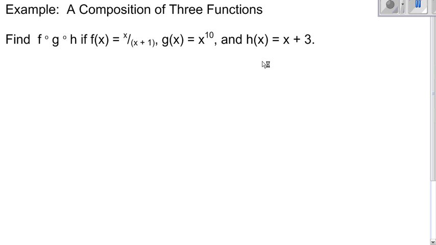So when you're composing three functions together, you read right to left. We're going to plug h into g, and then plug that answer into f. So plug h, x plus 3, into g. So we would first get x plus 3 to the 10th power. And then we need to plug that into f. So it becomes x plus 3 to the 10th in place of that x over x plus 3 to the 10th plus 1.